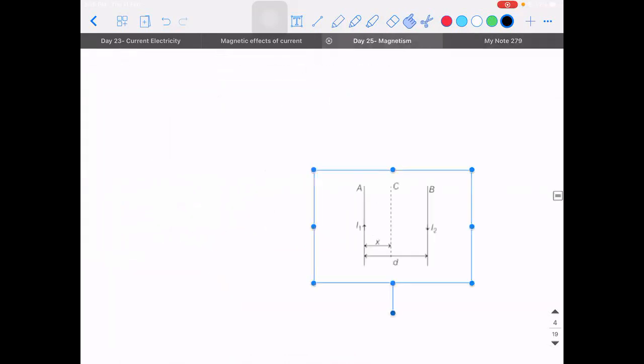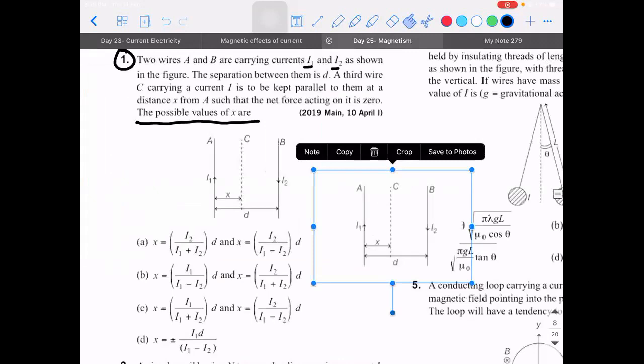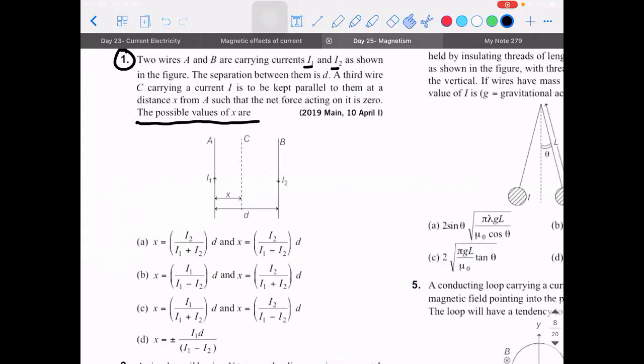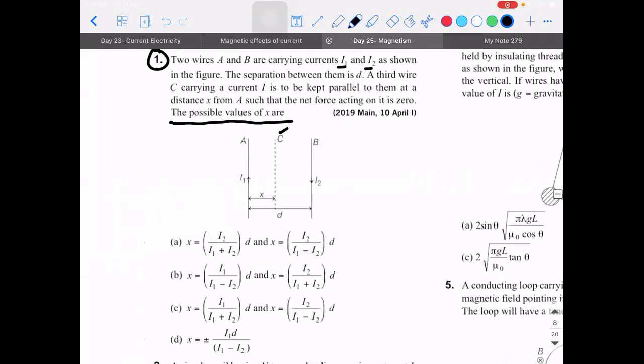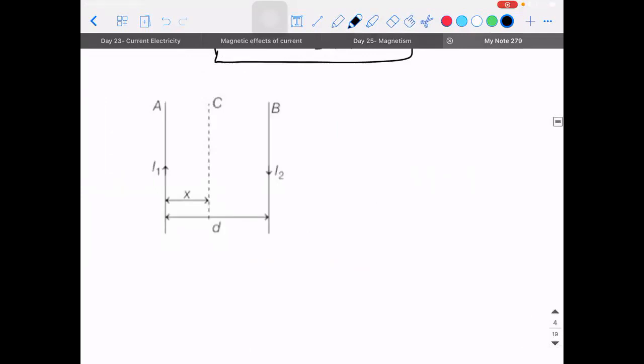Okay. The third conductor is placed in such a way that what condition is being satisfied? Net force on the wire is 0. Such that the net force on the C is 0. So the net force on C will act due to A and B. So can I write it like this? The force between AC should be equal to the force between BC. Can I write it like this?